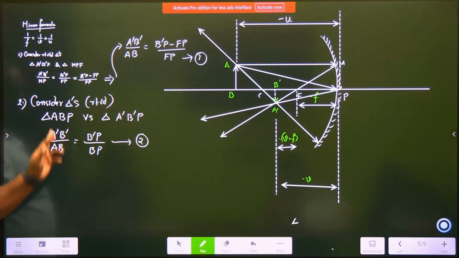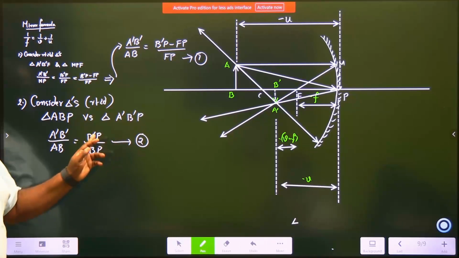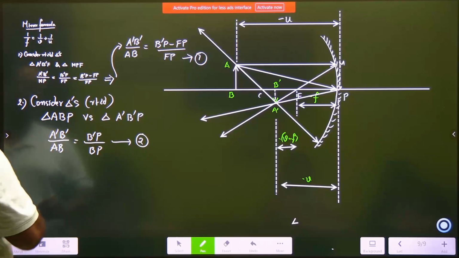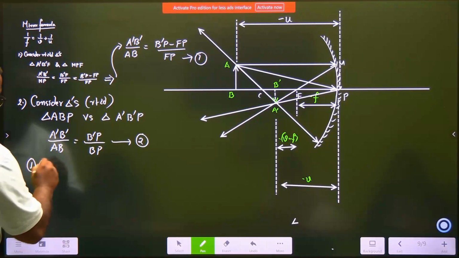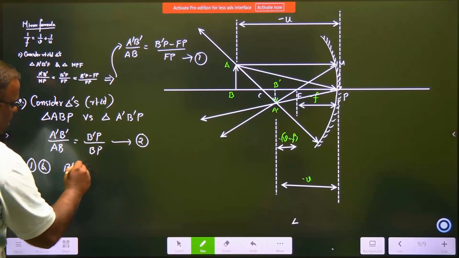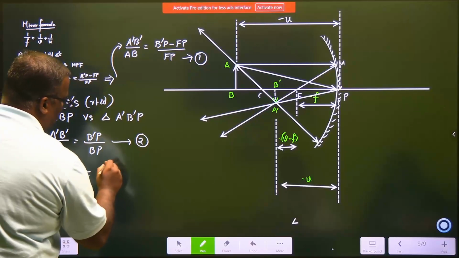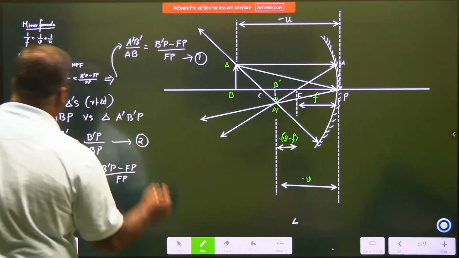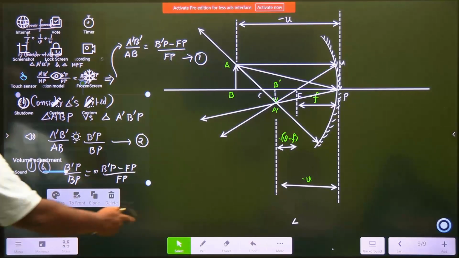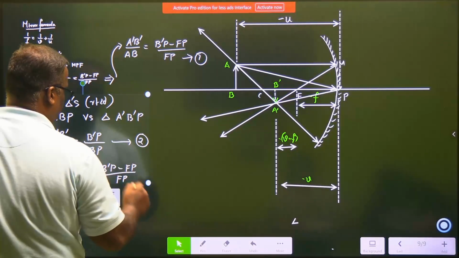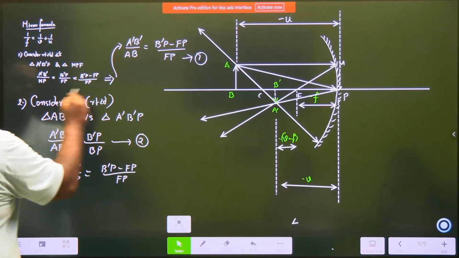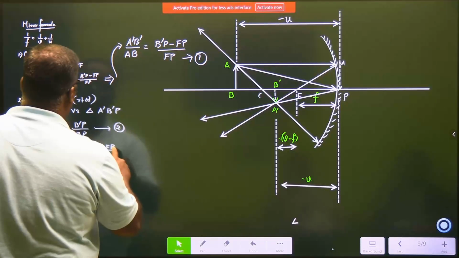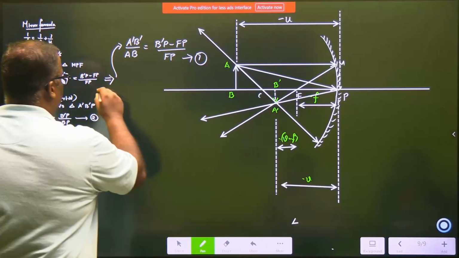A dash B dash, so AB. And on this side you took BP, so here, on this side B dash P, so P. Okay? So if you look at the two, then their LHS are same. So from 1 and 2, you get B dash P by BP is equal to B dash P minus FP by FP. Okay? Now let me make this a little smaller because you have written all these things. Make this also small. And now let's put the values from this.